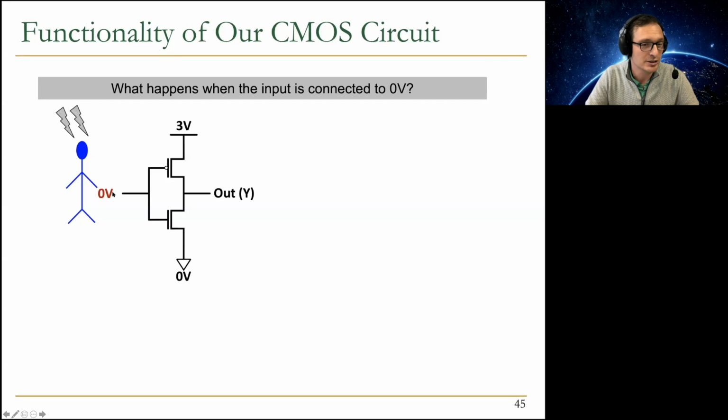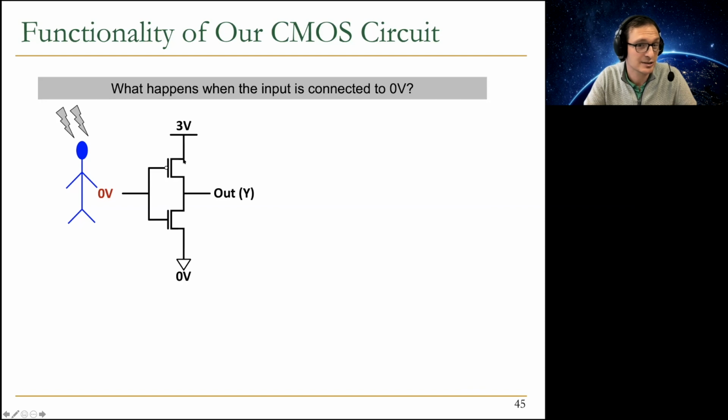So if this is 0 volts, what happens? Remember the operating principles of our p-type and n-type. This is 0 volts, and let's start with the n-type because that's what we started with. 0 volts goes over here. This becomes an open circuit. It doesn't transmit. It becomes open. So this doesn't get connected to the output, right? 0 doesn't get connected to the output. That's good. But this one, p-type, turns on, or becomes a closed circuit if the input is 0 volts.